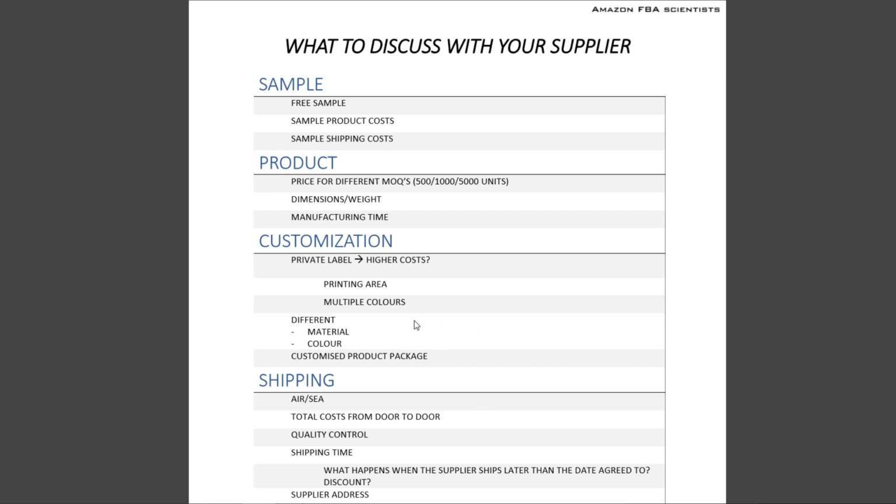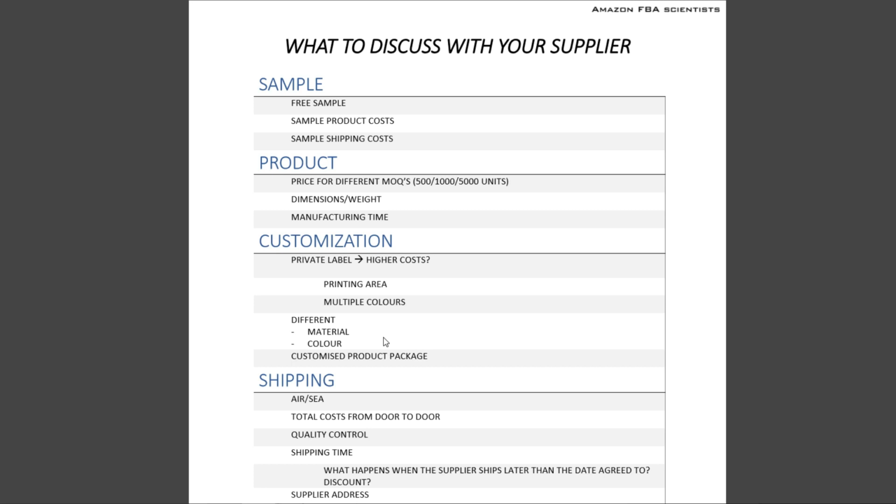Different material or color. So ask your supplier whether they provide the same product with different material or in different colors, because my supplier only put up an image on their Alibaba supplier page for one color of their product, but they were actually selling multiple colors. So it's always good to ask if they actually do provide options for those.